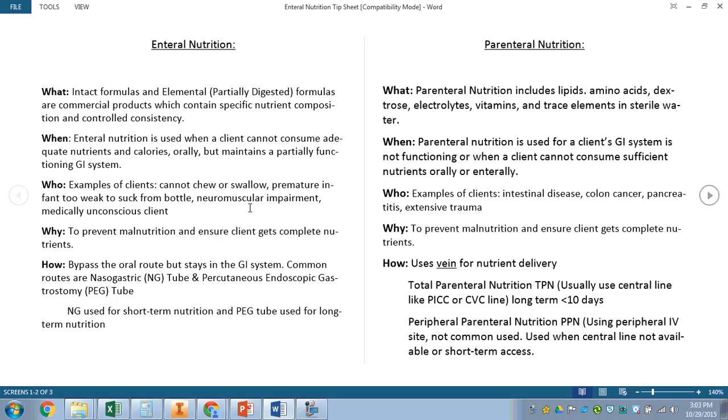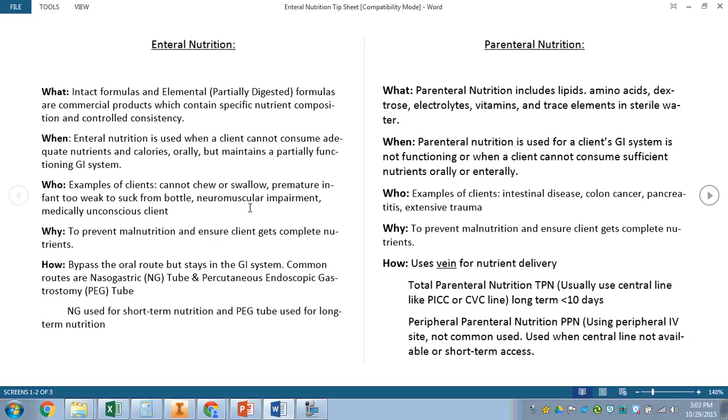Some examples are those who have an intestinal disease where we have to bypass their GI tract because it's not usable. Colon cancer, pancreatitis, which is a really common one, and extensive trauma, where we just cannot use their GI tract right now. Why? The same reason as our takeaway point from this whole class: to prevent malnutrition and ensure the client gets complete nutrients. And we use a vein for nutrient delivery.